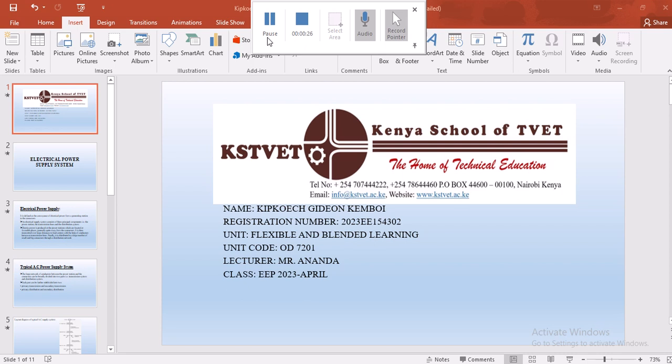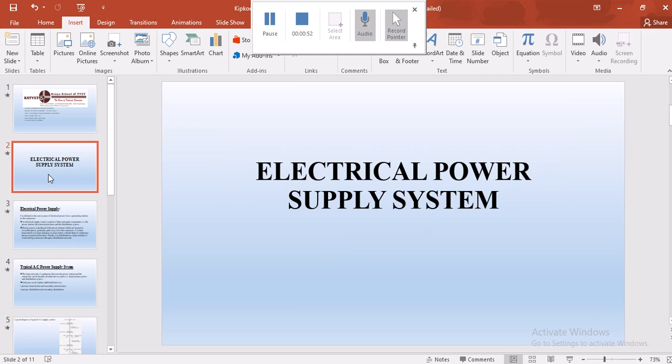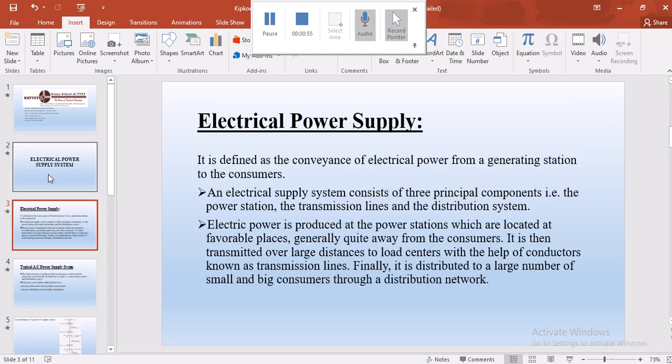The topic of today is the electrical power supply, that is the supply system. We are going to look at the power supply system and the typical AC power supply schemes. So let's start with the first one. The topic of today is the electrical power supply. Then we move to the second one, the electrical power supply. First we are going to start with the definition.